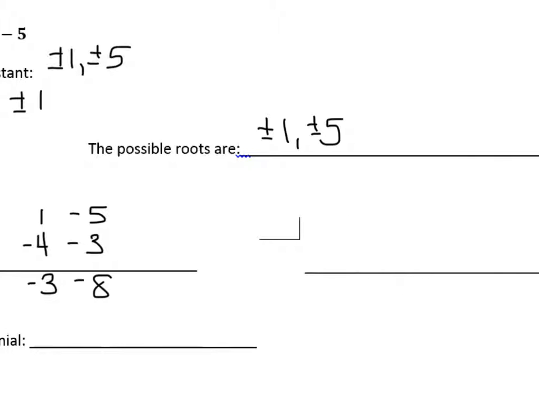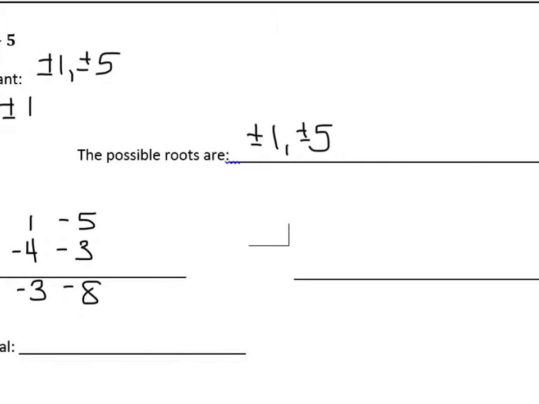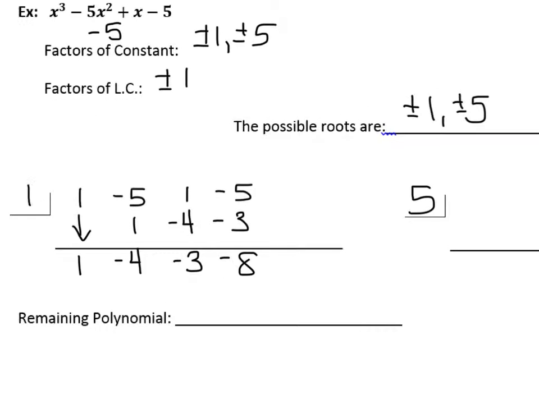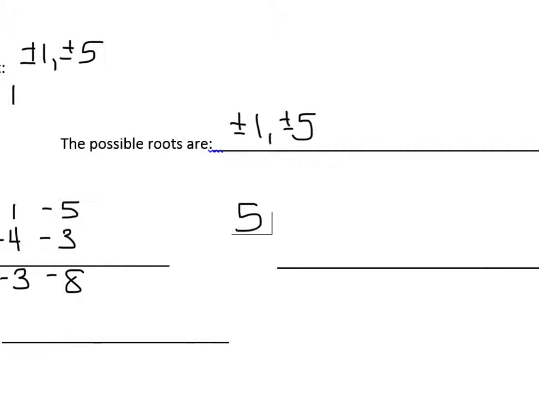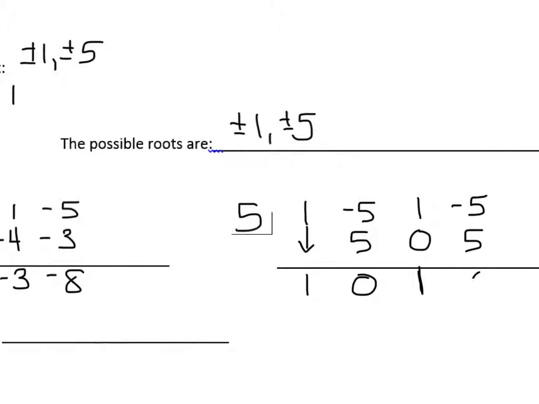So now I'm going to use that same box and start with positive 5. You could do, if you had to, you could always do it on a separate sheet of paper or off to the side. And our coefficients were still 1, -5, 1, -5. One times 5 is 5. -5 and 5 make 0. 0 times 5 is 0. 1 plus 0 is 1. 1 times 5 is 5, which gives us the 0.